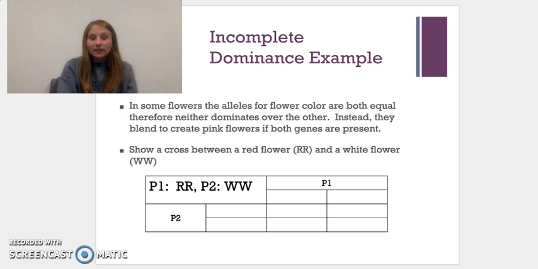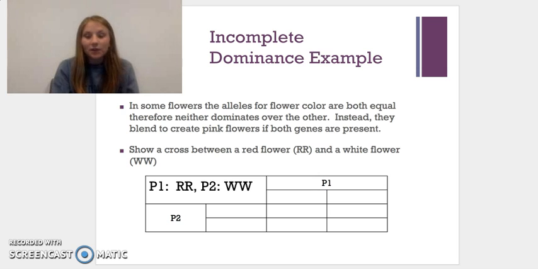And we can go right into an example of incomplete dominance. And so I will read this out for you. In some flowers, the alleles for flower color are both equal. Therefore, neither dominates over the other, incomplete dominance. Instead, they blend to create pink flowers if both genes are present. So again, we have that paint mixing analogy.